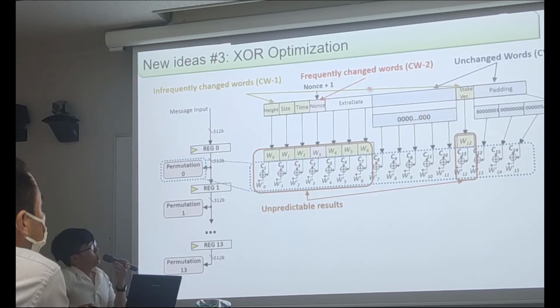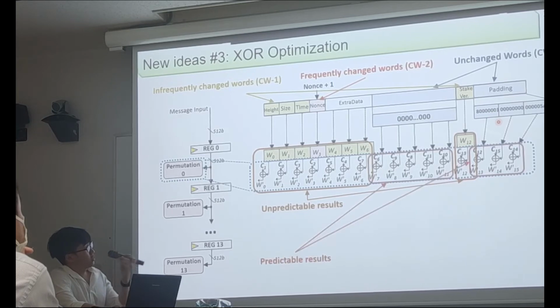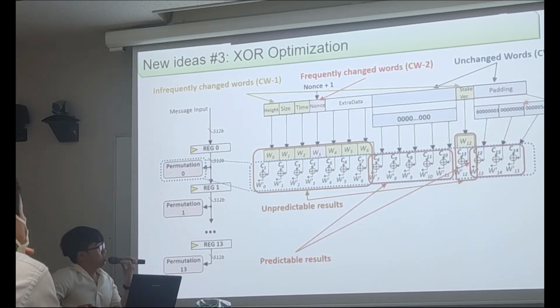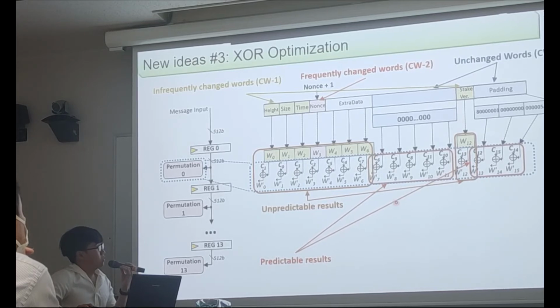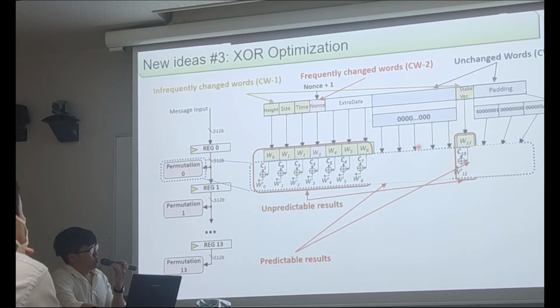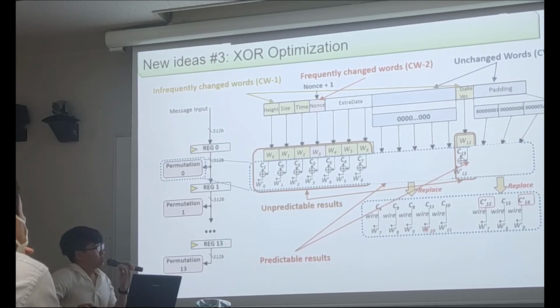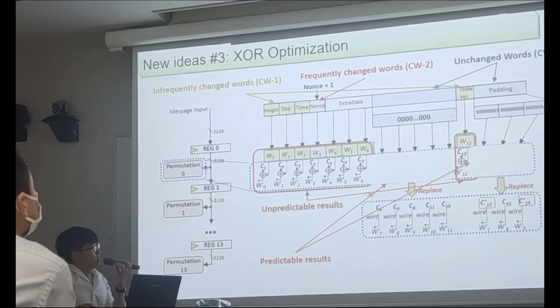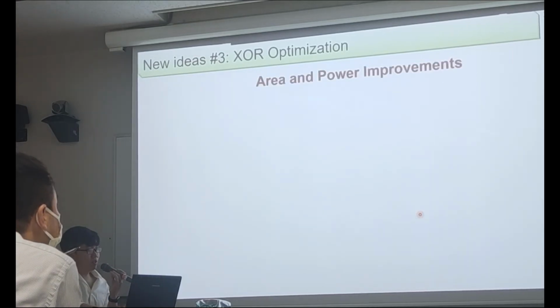And the final one is the unchanged words. Like in this accelerator, they have 00 or 8001. This is the reason that the result of this computation is predictable. We can replace it by hardwire. You see here, we have no SHA gates at all. This is the reason that we can reduce the SHA gates.